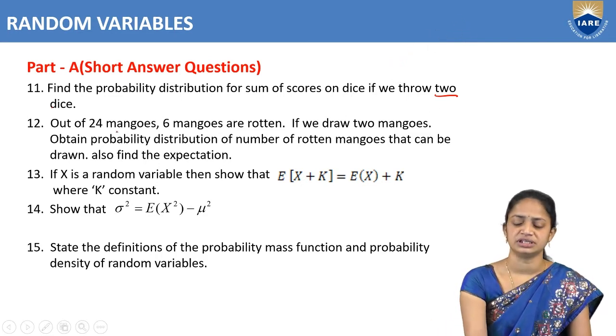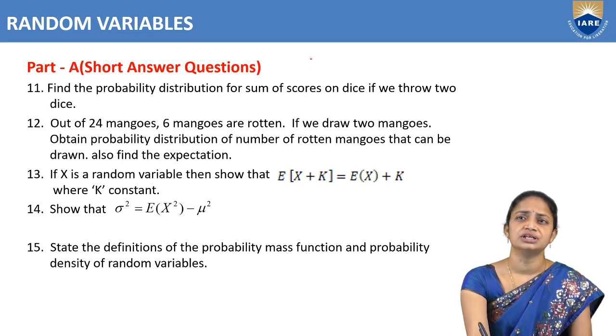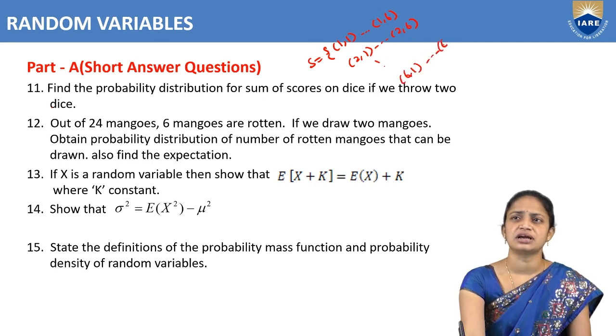So now coming to the 11th question: find the probability distribution of the sum of scores on dice if we throw 2 dice. If we throw 2 dice, the sample space consists of (1,1) up to (1,6), (2,1) to (2,6), like that up to (6,1) to (6,6). So in total 6 squared, that is 36 possibilities, are there.